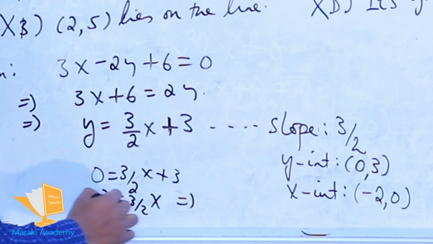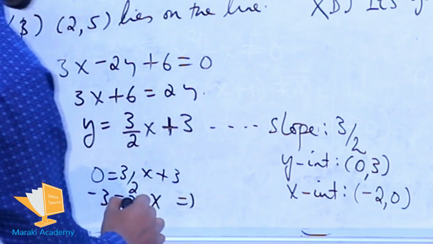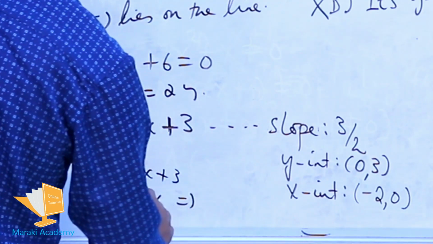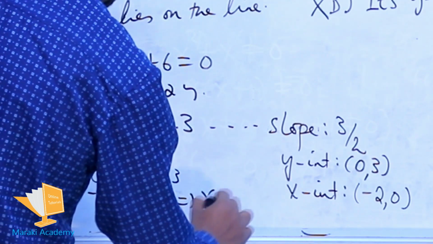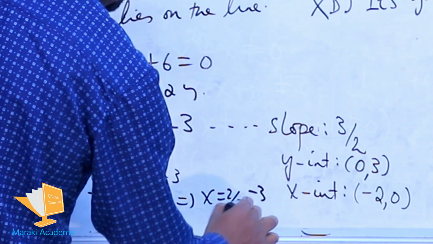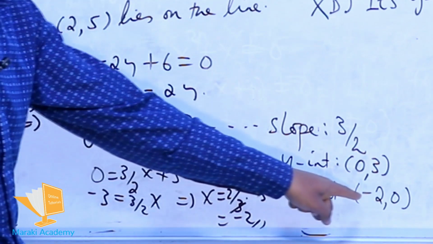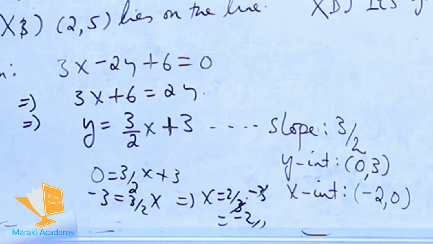multiplying by 2 on both sides, then dividing by 3, so x equals 2 over 3 times minus 3. So 3 by 3, we get minus 2. So the x-intercept is minus 2. When x is minus 2, the y is 0. That's why it's an intercept.